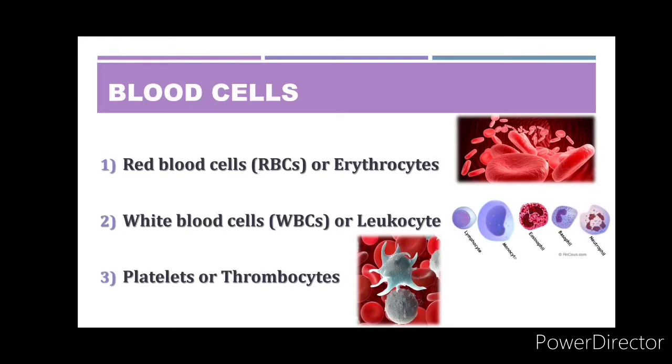Now the blood cells are mainly divided into 3 main parts. First is RBCs, that is red blood cells, also known as erythrocytes. Second is white blood cells, that is WBCs, also known as leukocytes. And last is platelets, also known as thrombocytes.